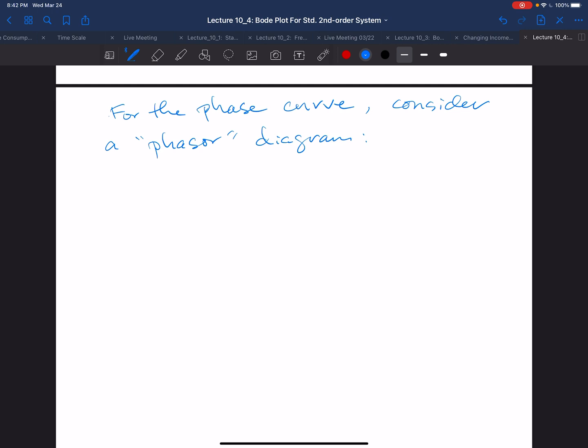So let's consider a phasor diagram as we did before. Now, we know that the actual poles lie at minus zeta omega n plus or minus j omega n times the square root of 1 minus zeta squared.